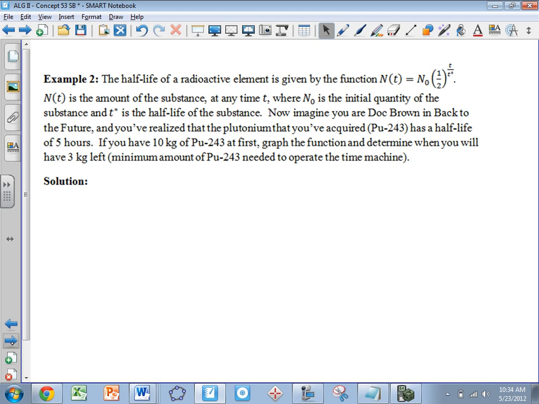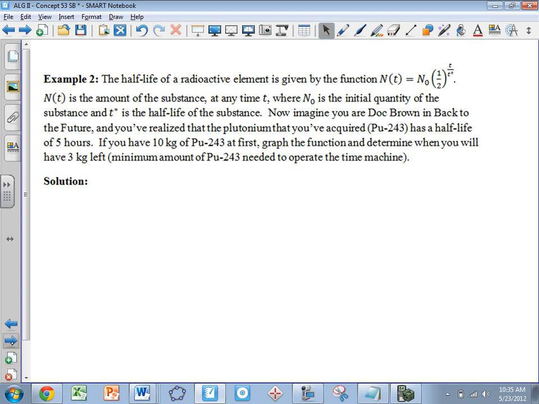The half-life of a radioactive element is given by the function N(t) = N0 (1/2)^(t/t*). It's called N naught, but just say N0.